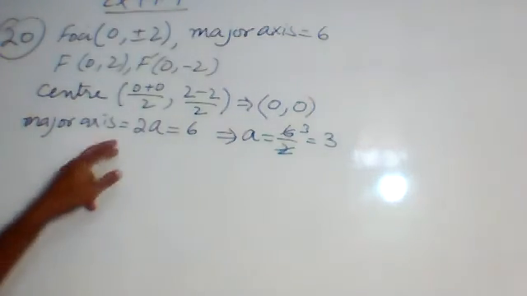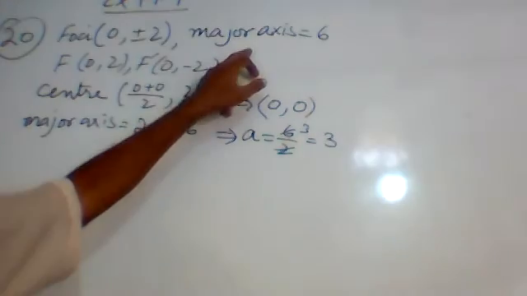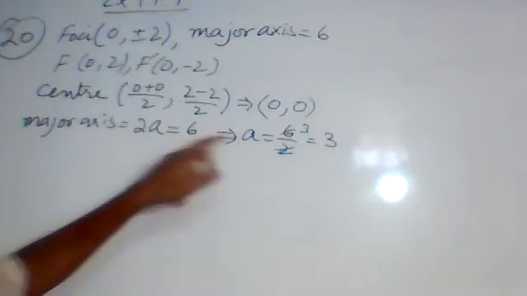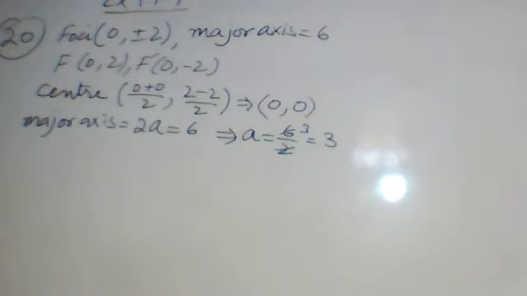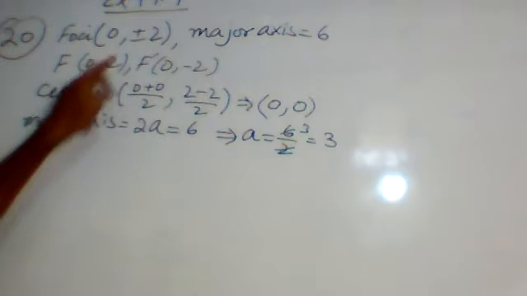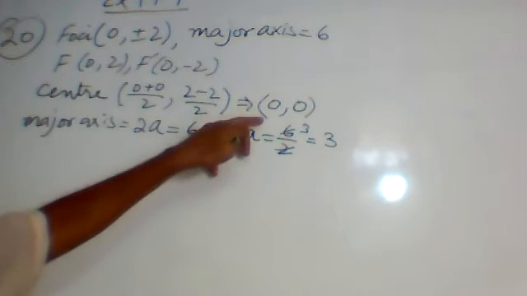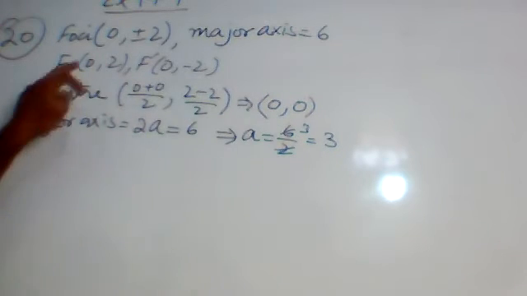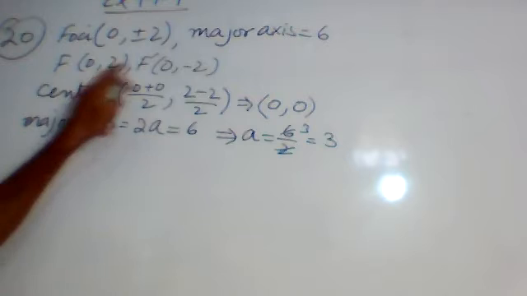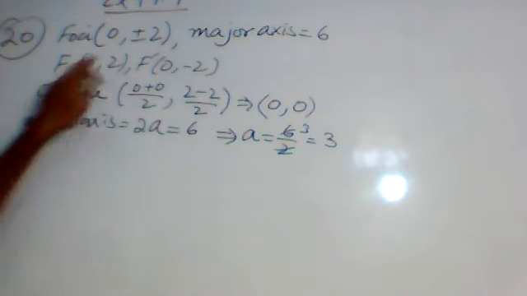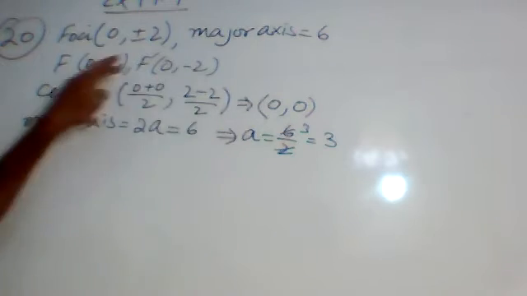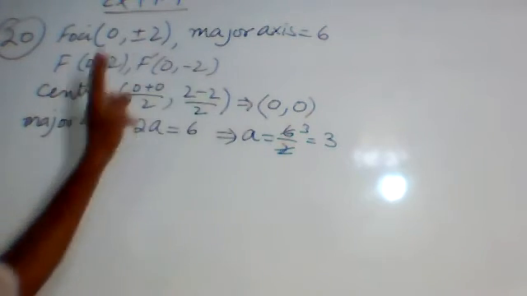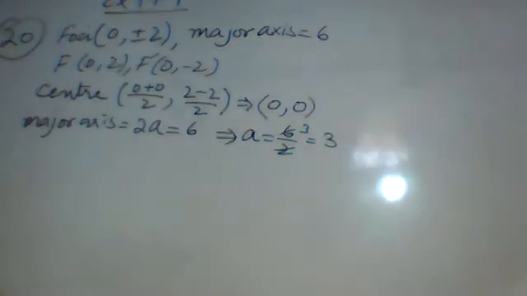So here the major axis was 6. That means 2a is equal to 6. So a will become 3. Now the foci are given, so we'll find the distance between the center and one of the two foci. So 0, 0 and 0, 2. The x coordinate remains as it is and the y coordinate is going to change, from 0 to 2. So c will become 2.